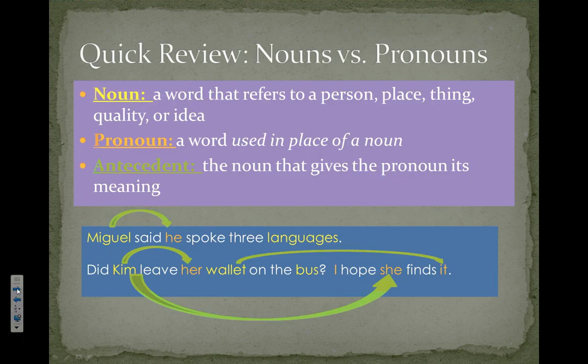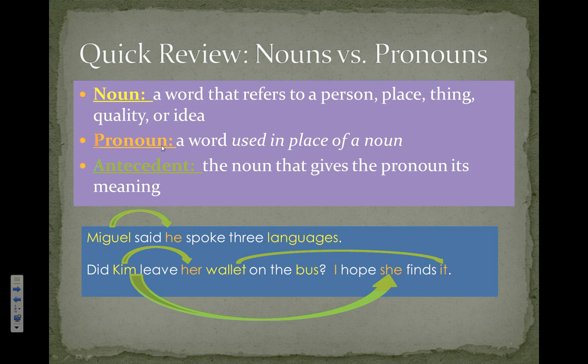One of the things I've noticed in your identifying and classifying nouns worksheets, and also making some of your corrections, is that we have some misunderstandings between the difference between nouns and pronouns. So we're going to do a quick review, because nouns and pronouns can both be possessive, but they show the possessive case in different ways. So you already know that a noun is a word that refers to a person, place, thing, quality, or idea. Pronouns can also refer to people, places, things, qualities, or ideas. The difference is it is a word that is used in place of a noun.